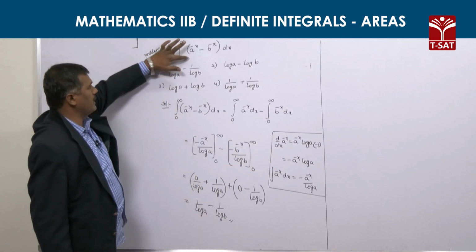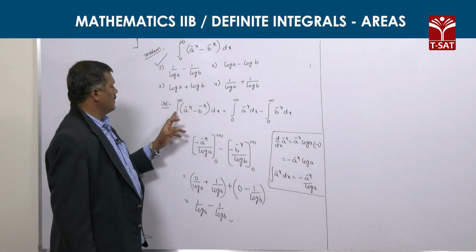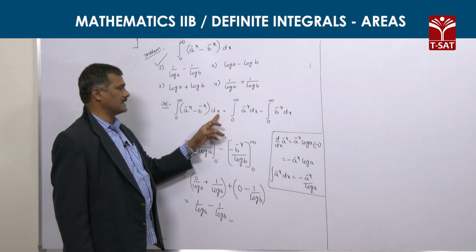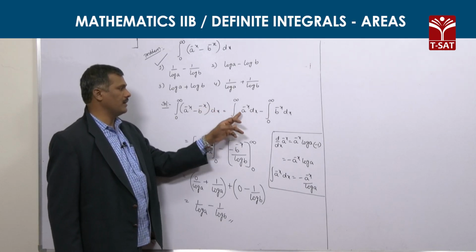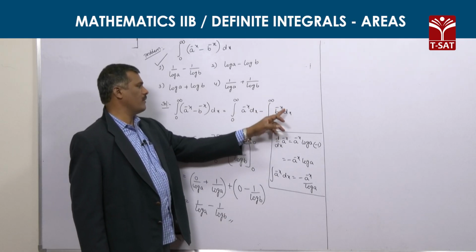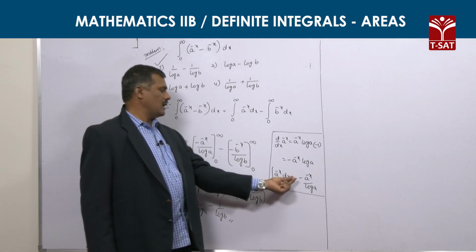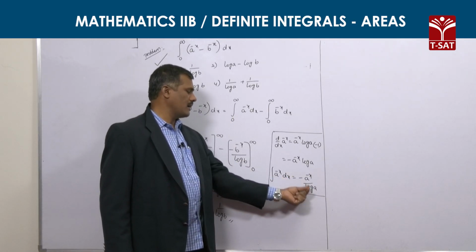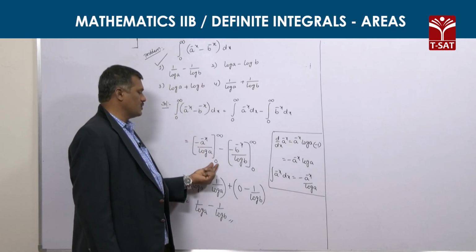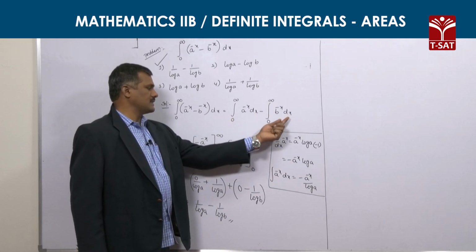Next: the integral from 0 to infinity of a power minus x minus b power minus x dx is equal to the integral from 0 to infinity of a power minus x dx minus the integral from 0 to infinity of b power minus x dx. The integration of a power minus x is minus a power minus x by log a, limits 0 to infinity, minus the integral of b power minus x dx.